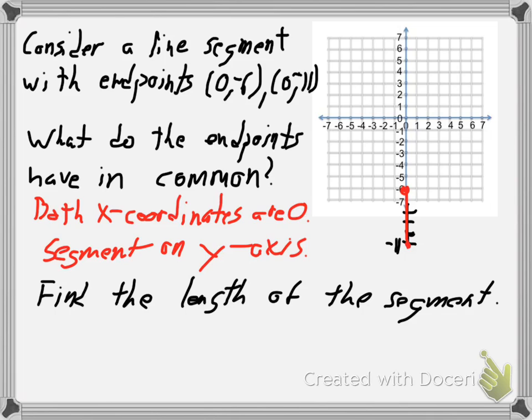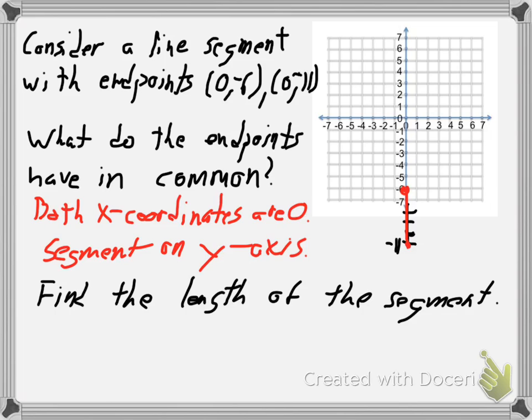So now I'm asked to find the length of the segment. Looking at this, and thinking about last time, absolute value tells me how far a number is away from 0. So I can find negative 11's absolute value, and I can find negative 6's absolute value, but I don't want to add them this time.